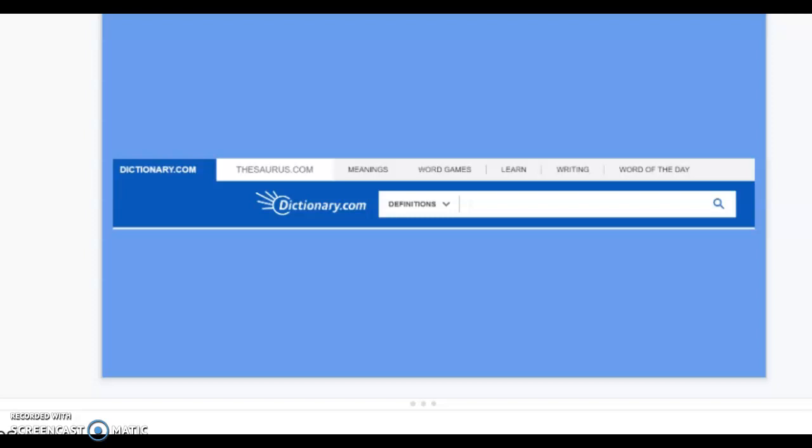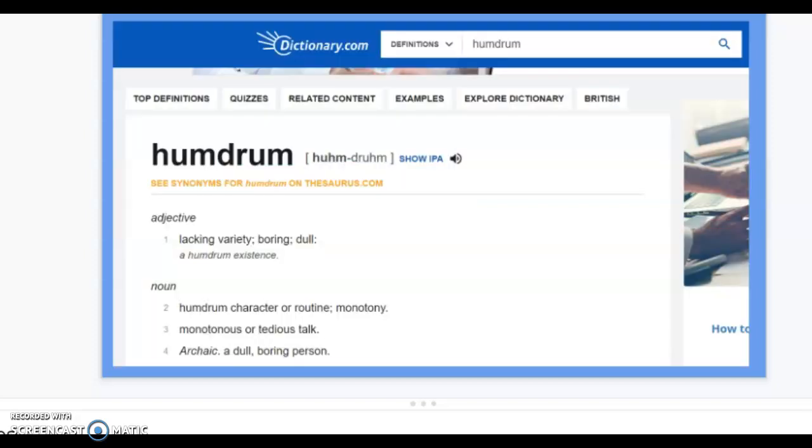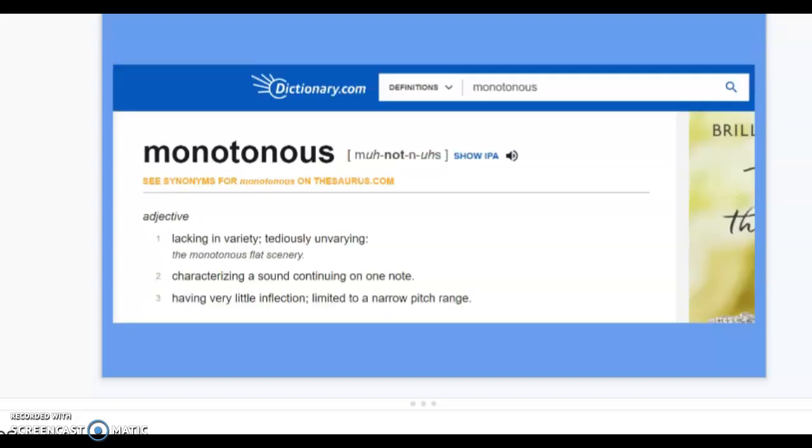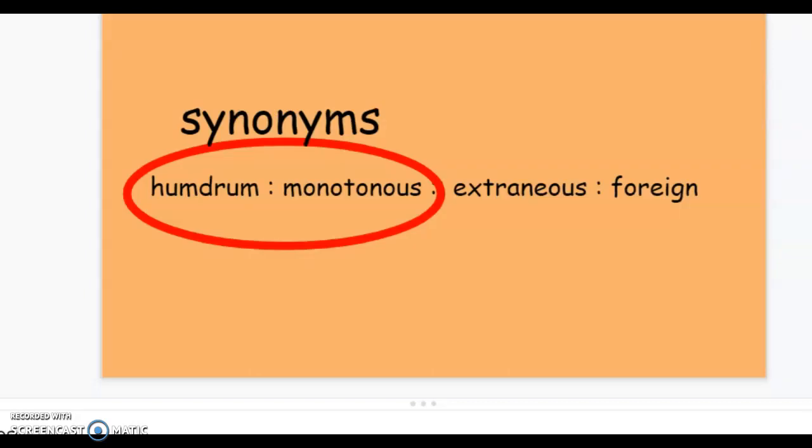The first word that I am going to look up is humdrum. It means lacking variety, boring, or dull. What about monotonous? It means lacking in variety. Both words talk about lacking in variety, which means humdrum and monotonous are synonyms.